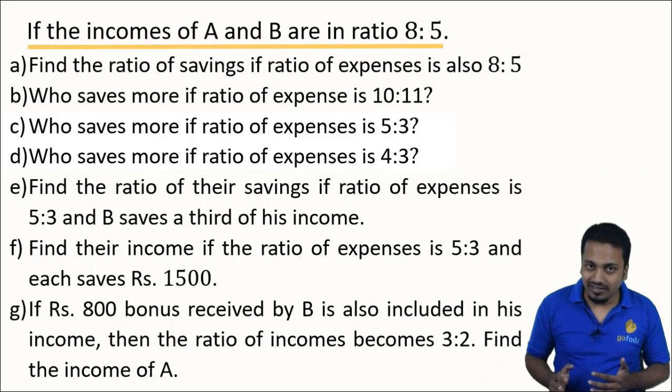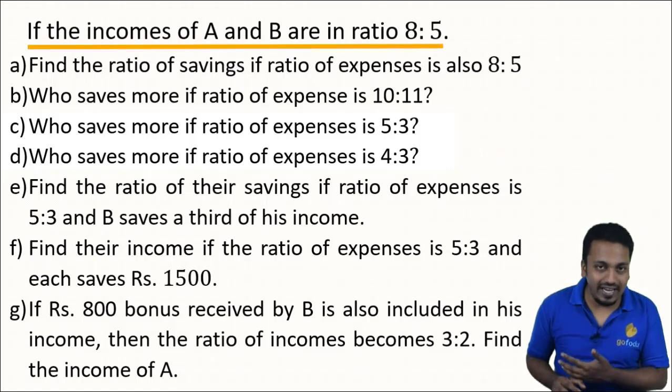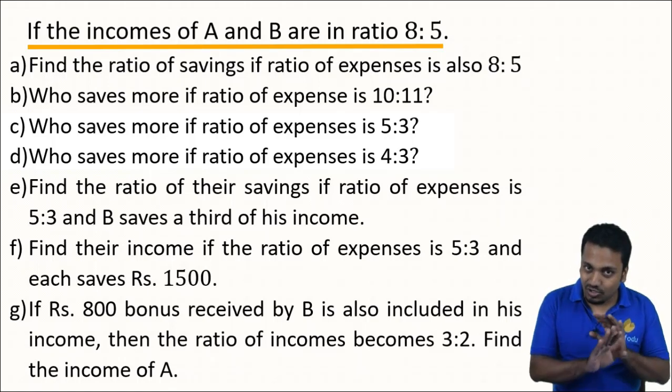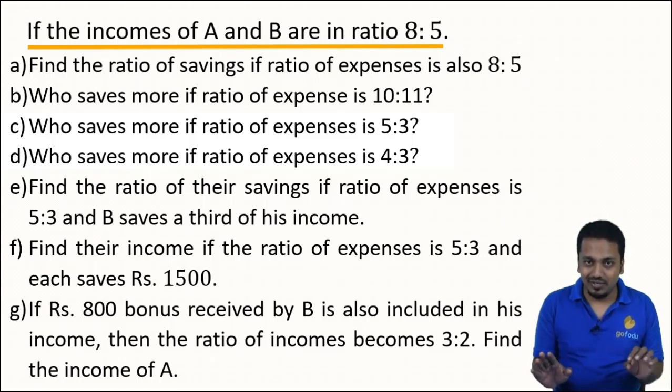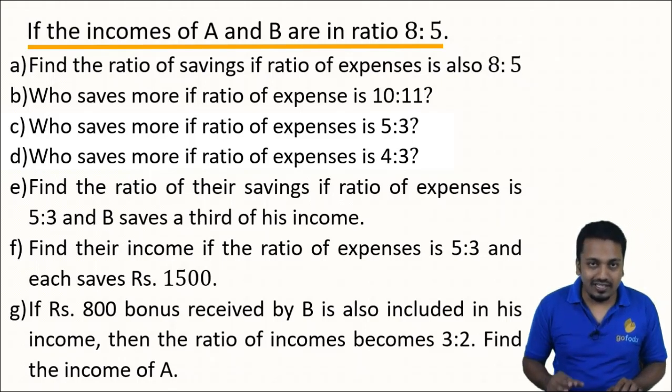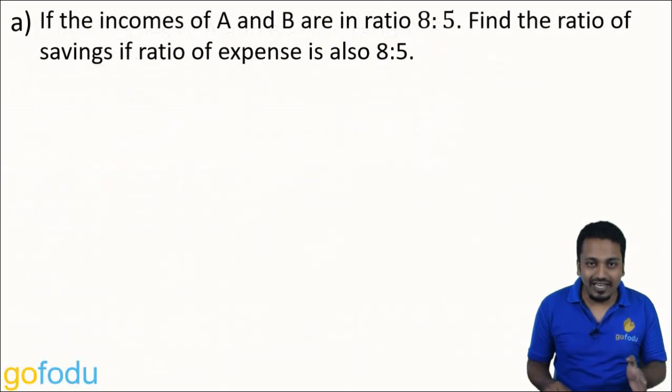This first statement, which says incomes of A and B are in ratio 8:5, this part is common to all the questions. Okay? Just pause the video and attempt them all and then move forward. Let's start with part A of the question.